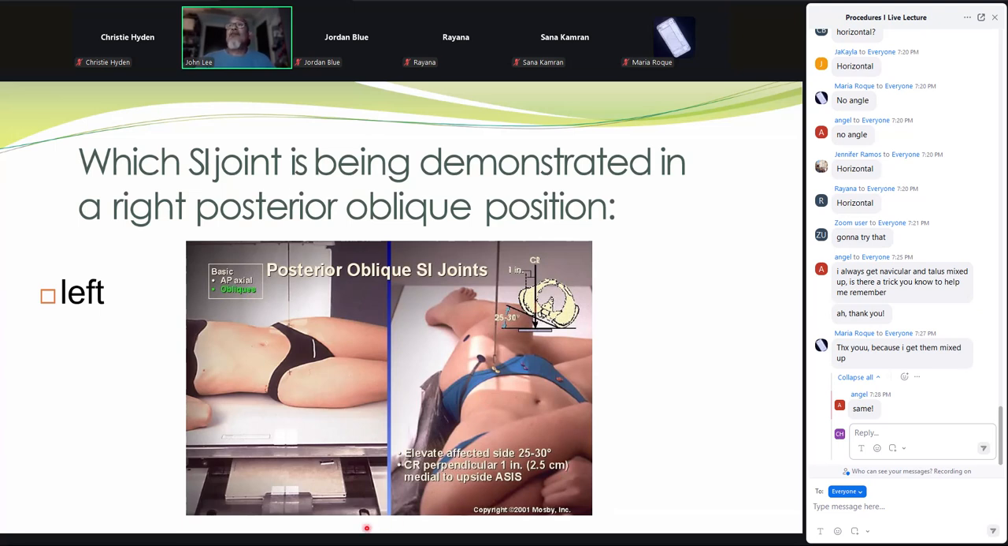25 to 30 degree oblique. CR will come in perpendicular 1 inch medial of the ASIS, the upside ASIS.